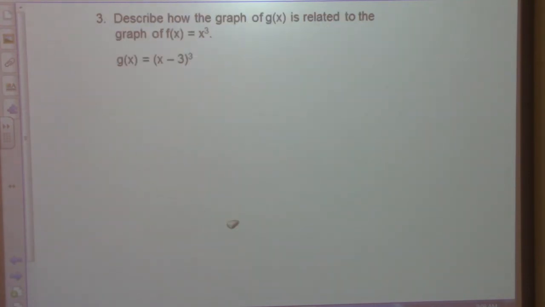All right. Next one, 3. We're going to describe how the graph of g of x is related to the graph of f of x equals x cubed. So we would say g of x is f of x what? Moved. Somebody said moved, right? Translated. You can say moved, translated, right.